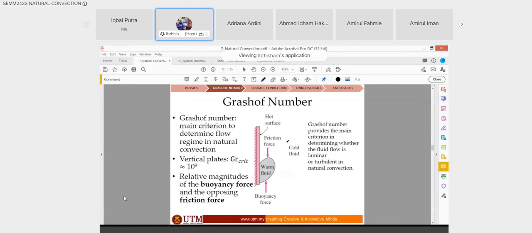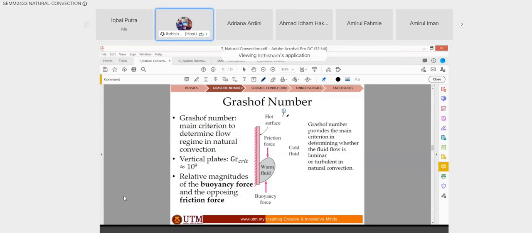So what is Grashof number? Basically it tells you the main criterion for whether the flow is laminar or turbulent in natural convection. So we are talking about natural convection. The Grashof number will give us an indication whether the flow is laminar or turbulent. You cannot use Reynolds number to rate laminar or turbulent in natural convection.